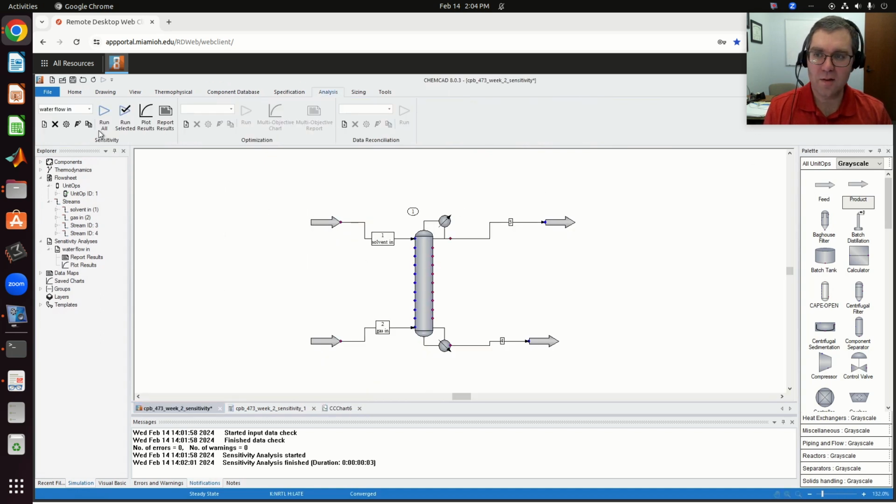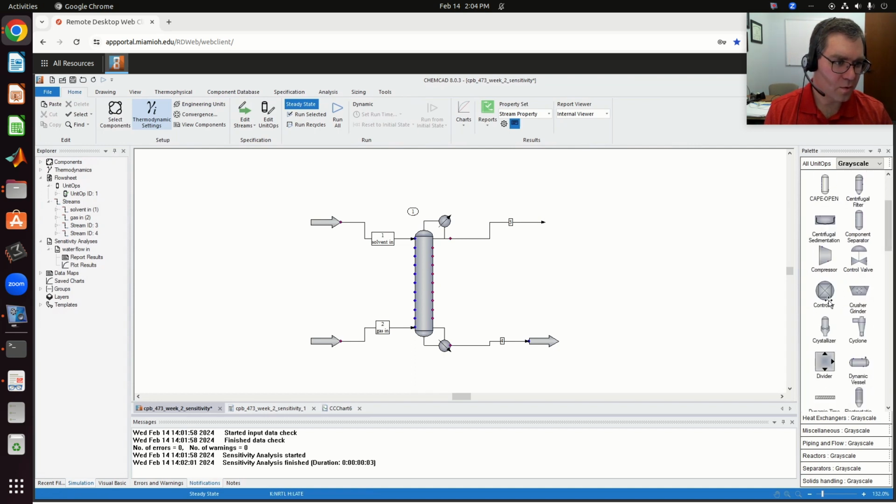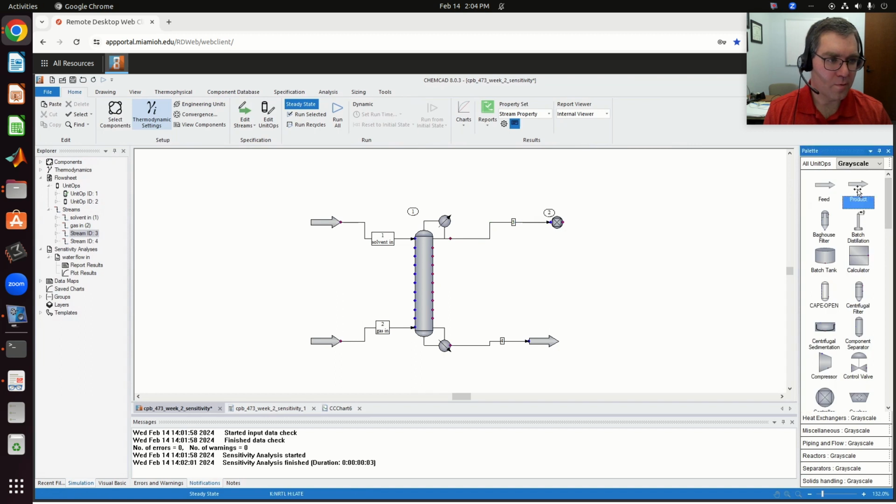Okay, so let's do it. Okay, so I'm going to make sure I'm back on my home screen, not my sensitivity study. And so to get my controller, I'm going to delete that product stream. I'm going to drag in a controller, which is this one. So I'll connect to my controller, and I'm going to drag in a new product stream.